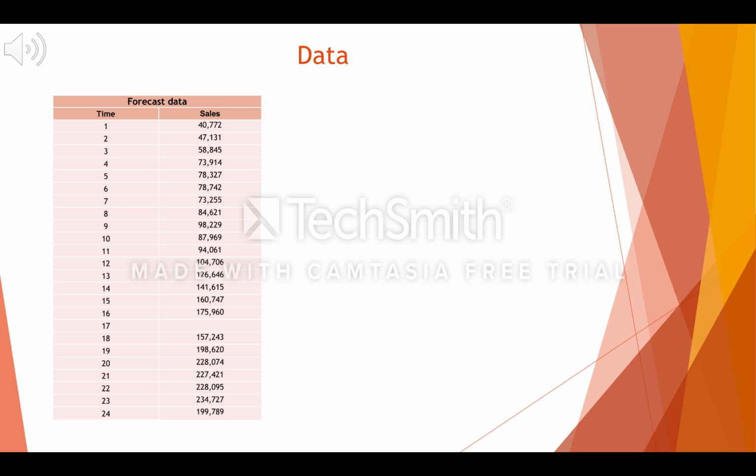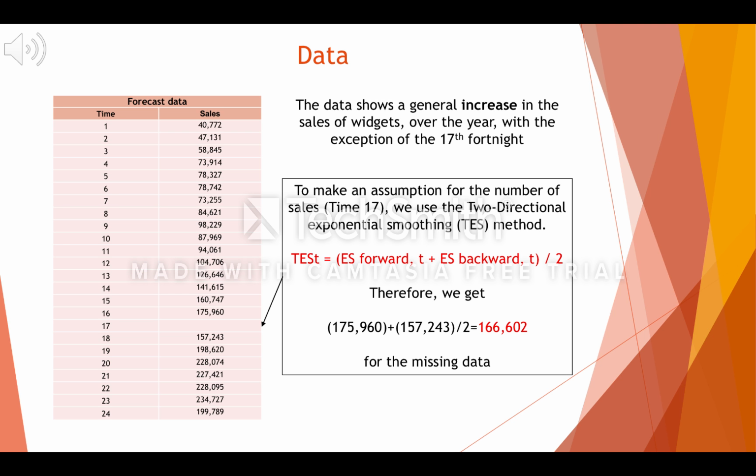The table below shows the data used to calculate our forecasts. As you can see, there is a general increase in the sale of widgets over the past year. There is an exception, on the 17th fortnight, where there is no value for sales. We used two-directional exponential smoothing to predict this missing value.